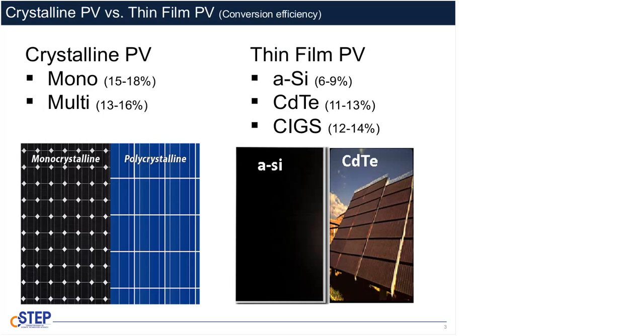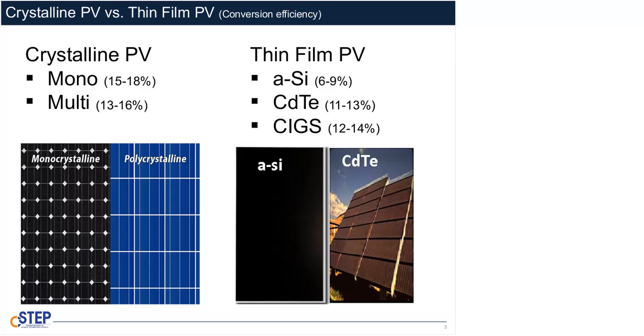Well, the solar photovoltaic technology can be categorized into two, crystalline PV and thin film PV. Crystalline photovoltaics can be further categorized into monocrystalline and multicrystalline, and the thin film can be categorized into amorphous silicon, cadmium telluride, copper indium gallium selenide. The two PV technologies differ primarily in three aspects. First is the energy efficiency. As you see, the efficiencies of the crystalline PV are relatively higher than the efficiencies of the thin film PV.